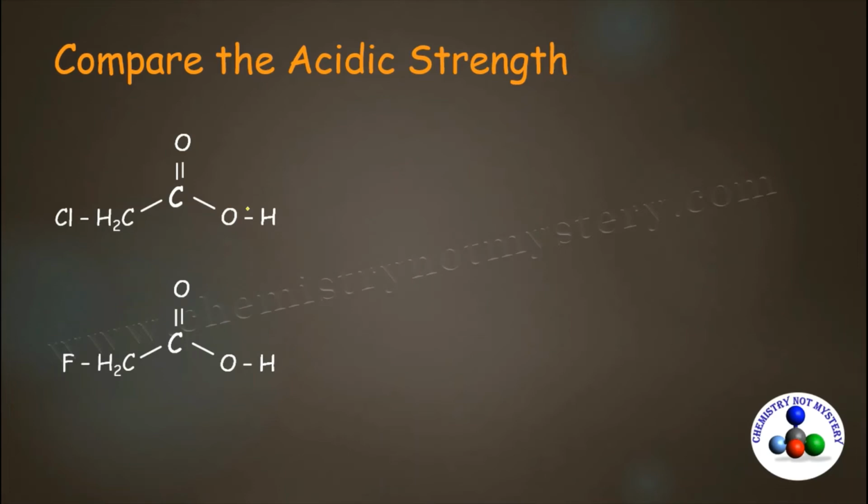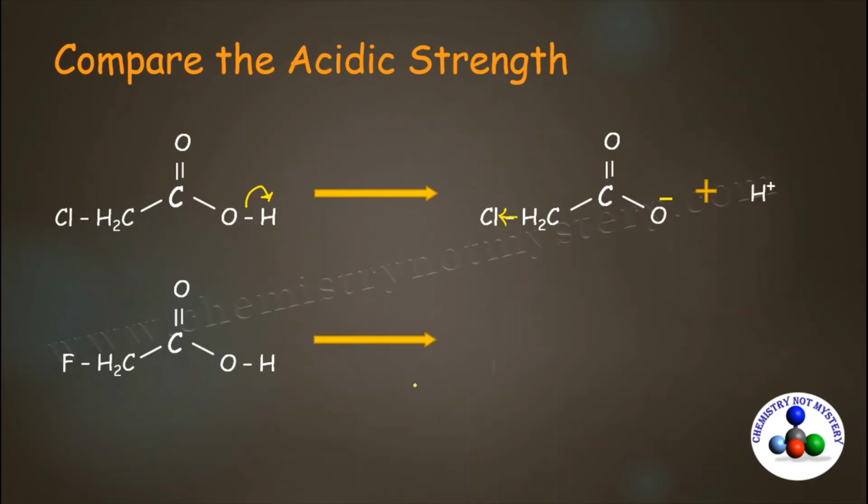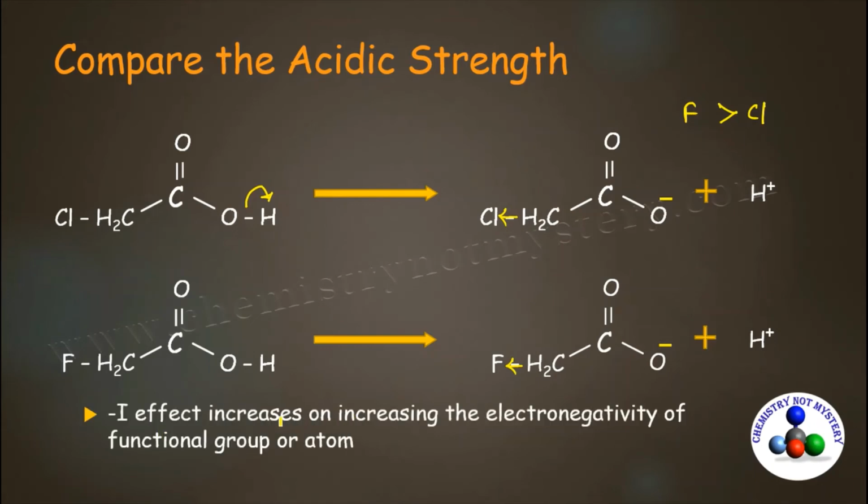When it loses one proton, it will form this anion and this anion is stabilized by the minus I effect of chlorine. And in case of fluorine substituted acetic acid, this anion is stabilized by the minus I effect of fluorine. Fluorine is more electronegative as compared to chlorine. Minus I effect increases on increasing the electronegativity of the functional group.